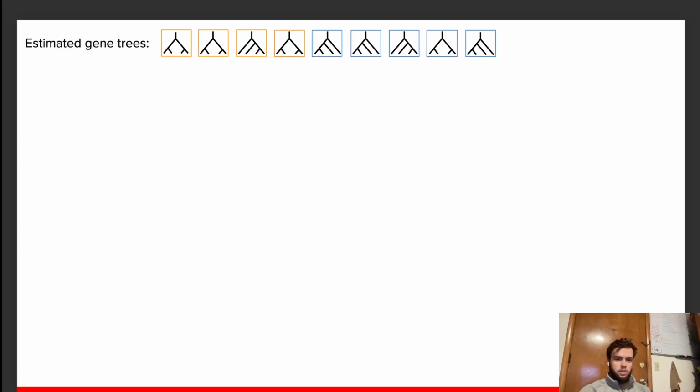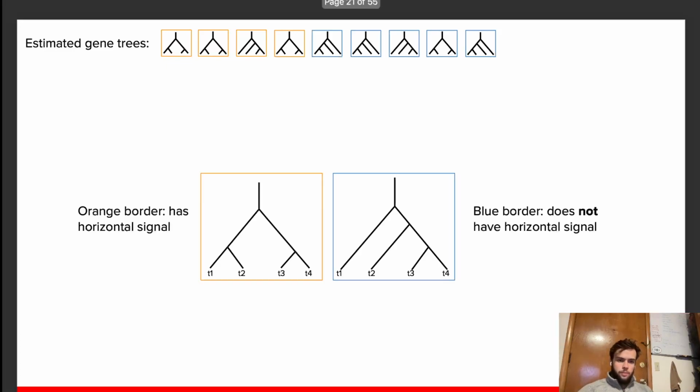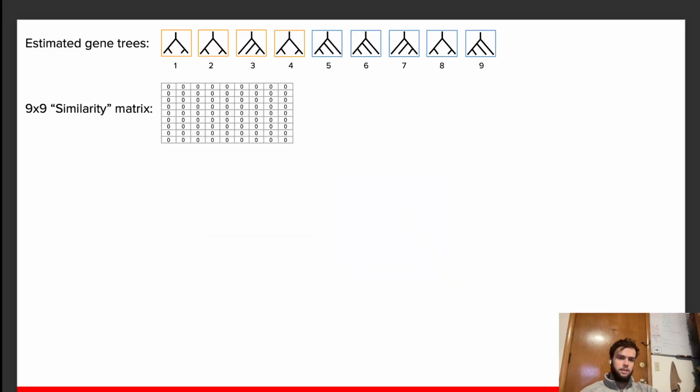So for our algorithm, we have these estimated gene trees that we've observed from some set of species. These trees are depicted with orange borders and blue borders. For convenience, the orange border is the trees with horizontal signal, and the blue border is the trees without horizontal signal. And in addition, as we run through many iterations in this algorithm, we're going to be keeping track of a 9 by 9 similarity matrix. 9 by 9 here because we have 9 gene trees.